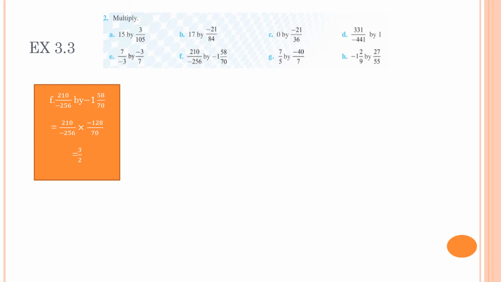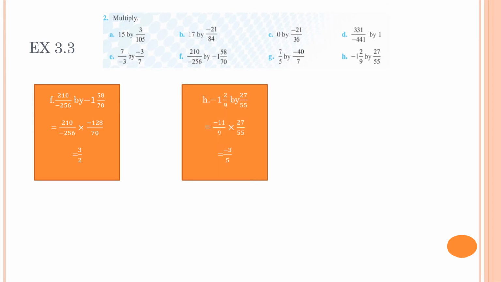First let us convert this mixed rational number into improper form, that is minus 1 into 70 plus 58, that will be minus 128 divided by 70. Now you can see that 210 and 70 are divisible. So 70 ones are 70, 70 threes are 210. Similarly, minus 128 and minus 256 also are divisible. That is 128 ones are 128, 128 twos are 256. So when I divide, I get the answer as 3 by 2. I can convert this into mixed form, that is 1 1 by 2.